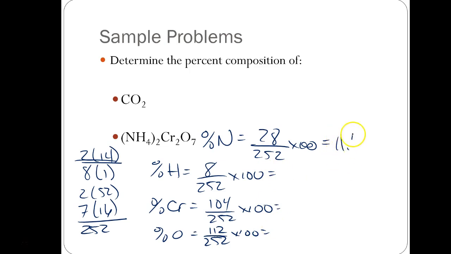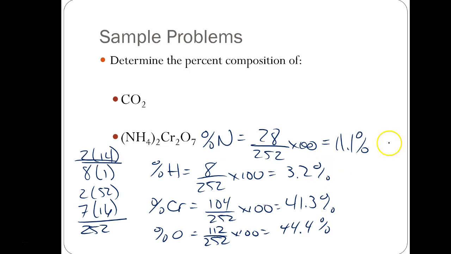So this is 11.1%. Hydrogen never contributes a whole lot. 3.2%. 41.3%. And 44.4%. Now if you add that up, it may not add up to 100. It might add up to 99.9 or 100.1. That's okay, because it's a rounding thing. It depends on how you round stuff. I am not going to overly be concerned about sig figs here. Okay, so no sig figs, as long as you don't give me every number your calculator spits at you.